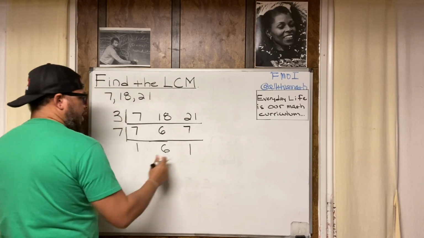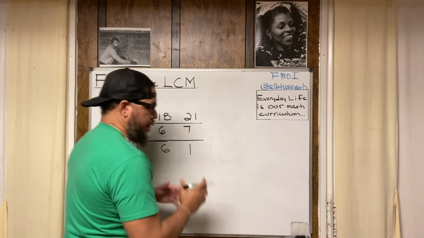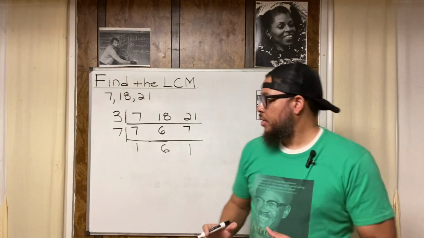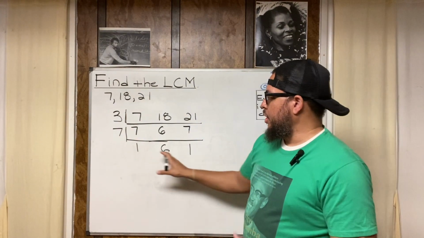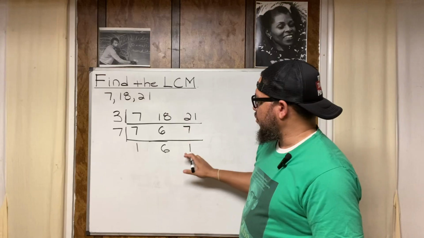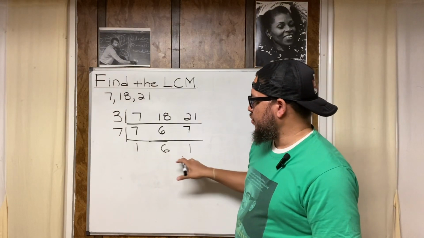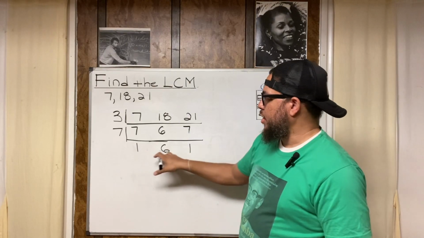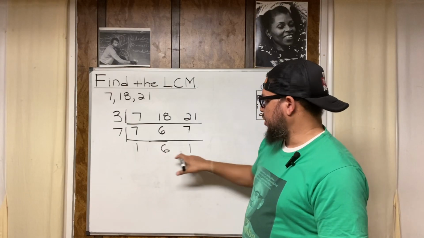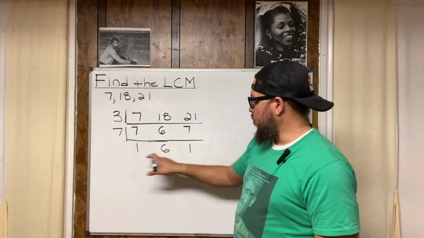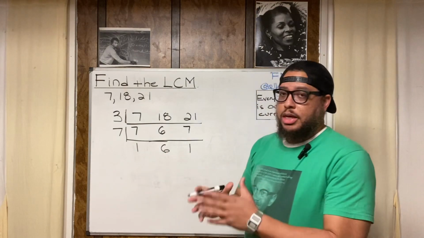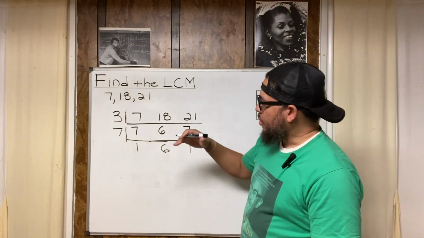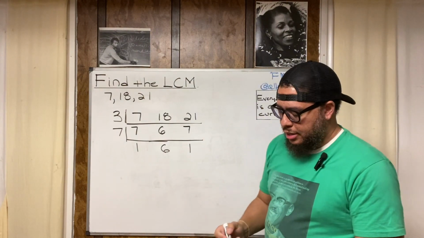You get 1. And now once you get to the point where you have ones, or a group of numbers where the only common factor of even 2 of them is going to be 1, like 1 and 6 have a common factor of 1, 6 and 1 have a common factor of 1, 1 and 1 have a common factor of 1, when you get to a situation like that, that's how you know to stop.